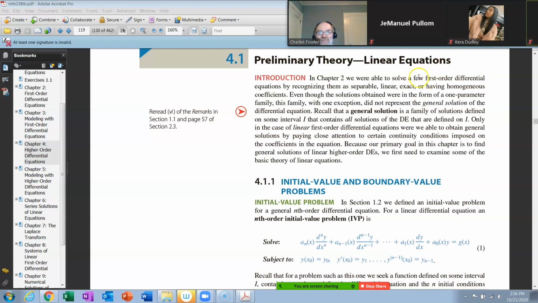Only in the case of linear first order differential equations were we able to obtain a general solution by paying close attention to certain continuity conditions imposed by the coefficients of that equation. Because our preliminary goal in this chapter is to find general solutions of linear higher order differential equations, we need to examine some of the basic theory of linear equations.